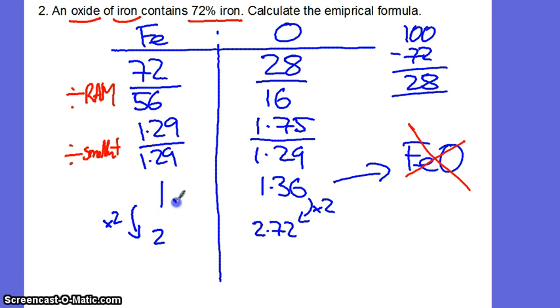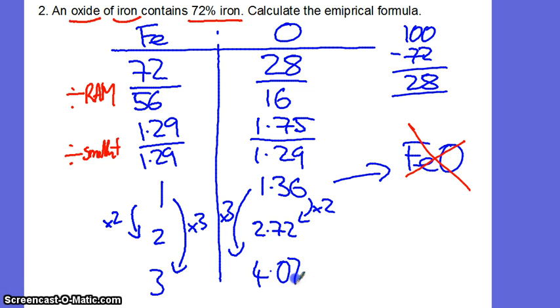So maybe instead of timesing it by 2, we could times it by 3. 1 times by 3 is obviously 3. 1.36 times by 3 gives 4.07. Jackpot. Here we have a number which is close enough to the integer to be able to round it down. So we effectively have 3 to 4, and our empirical formula of this iron oxide is Fe3O4.